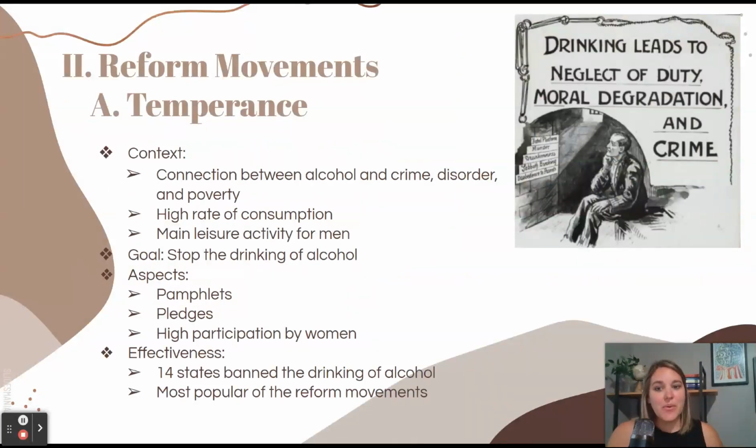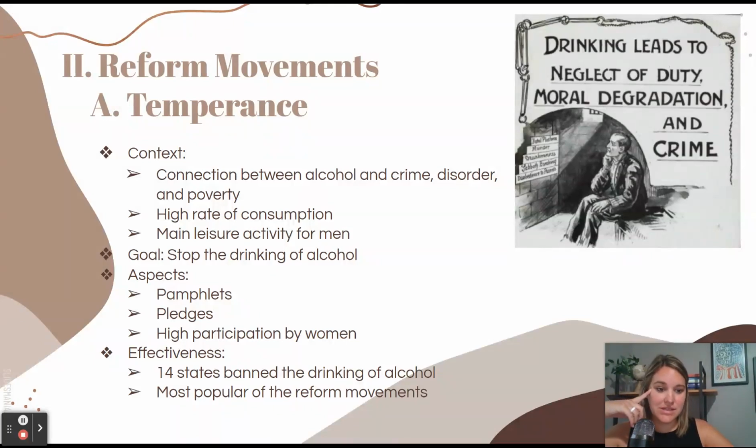So, the first movement we want to talk about is temperance. Temperance is very similar to the prohibition movement that you might be more familiar with in the 1900s. But basically, the people of the antebellum era had an extremely high rate of alcohol consumption. It's the main leisure activity for men. And there was a strong connection between the levels of alcohol and crime, disorder, and poverty. And so the temperance movement's goal is to stop the drinking of alcohol.